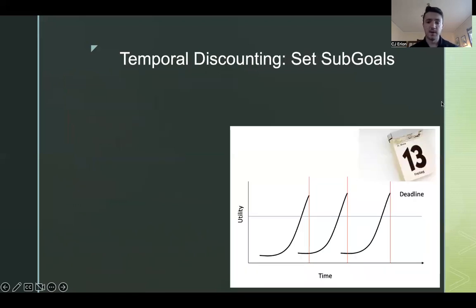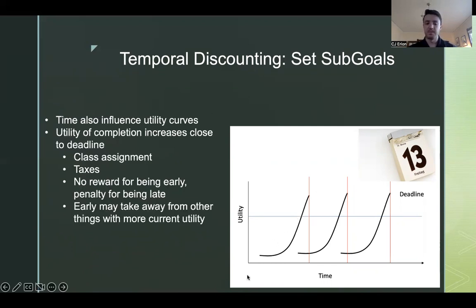Last thing I want to focus on here is temporal discounting. This plays certainly a large role when we're talking about work environments, certainly academic environments as well, with things like procrastinating and all that. And we see that time has a very large influence on utility curves. Let's say each of these curves is for one task, and these lines here are various deadlines. And so you can have this be a class assignment, this be taxes, this be something else, the deadline.